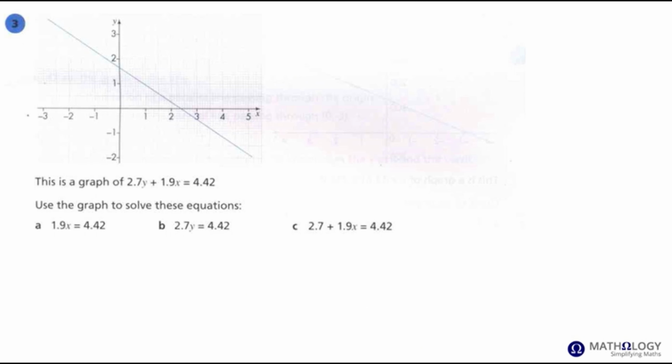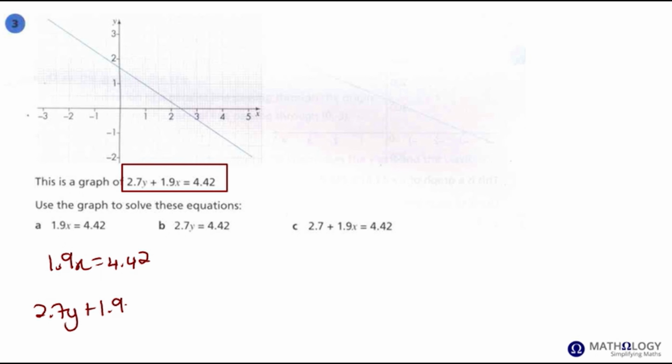Question 3, we're given the graph of 2.7y plus 1.9x equals 4.42. For each of these a, b, and c, we are going to manipulate whatever's been given to us until it looks like that. So if we look at 1.9x equals 4.42, and what's been given to us, 2.7y plus 1.9x equals 4.42, you can clearly see that this quantity, 2.7y, over here is 0. So in other words, we're looking where y equals 0. So where y equals 0, we're going to move horizontally across until we hit the line, and read off that particular value of x.